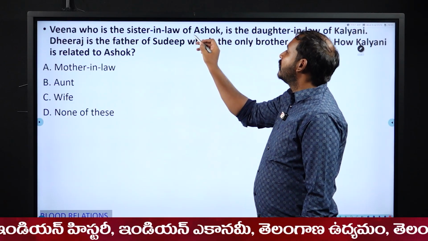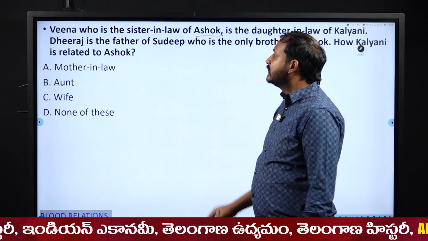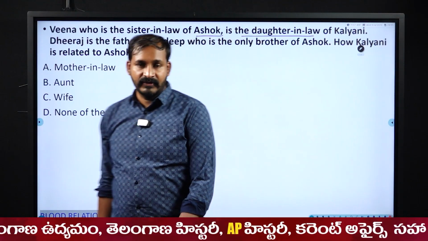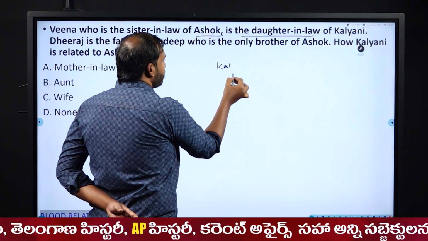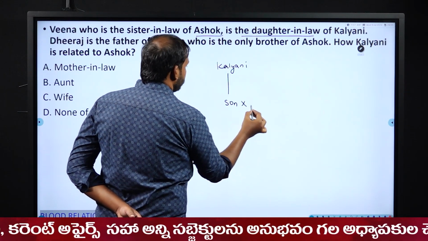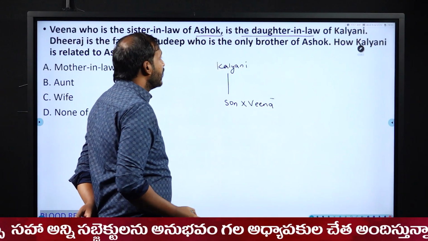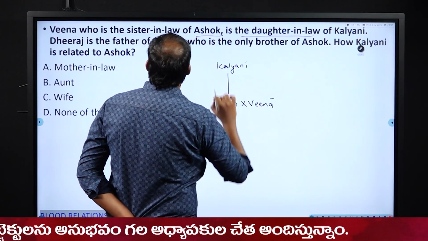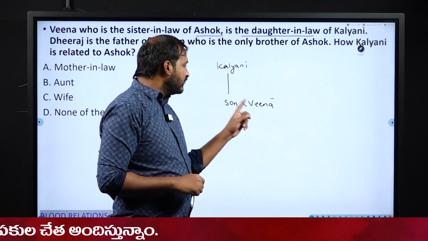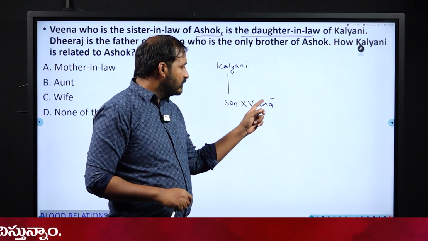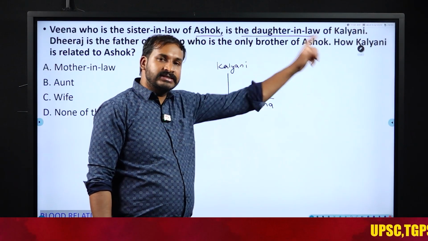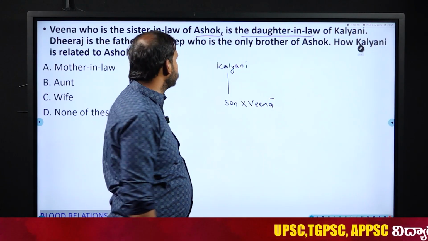Veena, who is the sister-in-law of Ashok, is the daughter-in-law of Kalyani. Okay, that means Kalyani's son's wife is Veena, and she is also sister-in-law to Ashok. There are two chances to become the sister-in-law. What are the two chances? One thing is Ashok can be the brother of this person, or Ashok can be the husband of Veena's sister. That is also one chance. We will put both aside now.